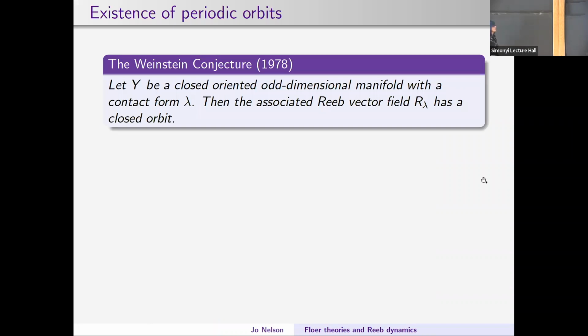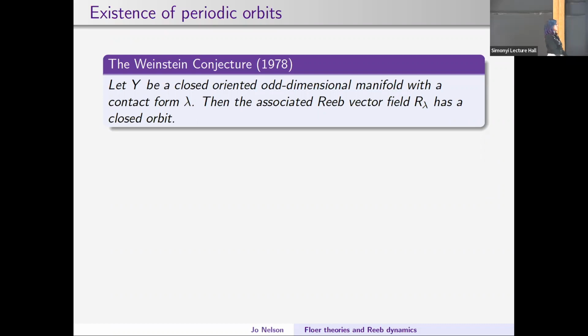Okay, so now the question is, why do we care, or why is symplectic or contact geometry interesting? One of the things that started to move the needle in terms of considering contact manifolds in their own right is something called the Weinstein conjecture. This is the modern formulation of it. This isn't how it appeared in 1978. Today we would say if you have a closed, oriented, odd dimensional manifold that admits a contact form, then the associated Reeb vector field has a closed orbit.